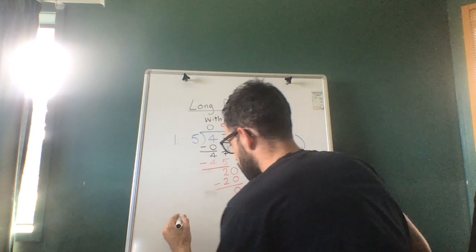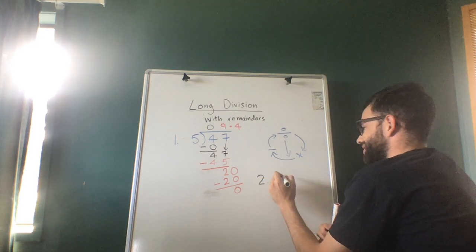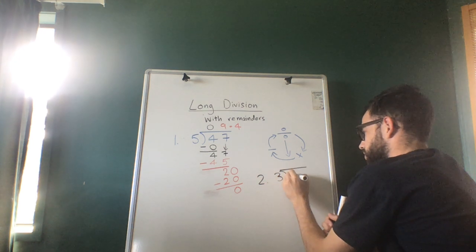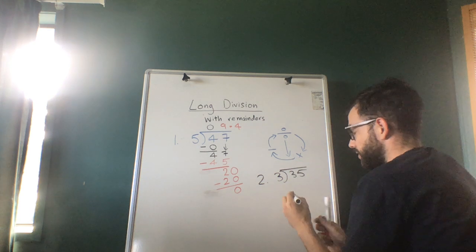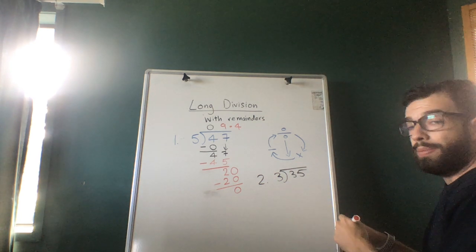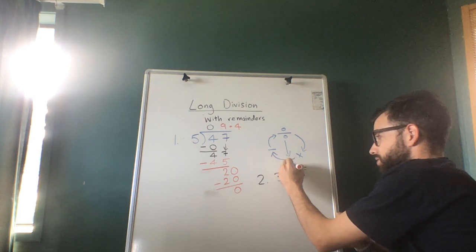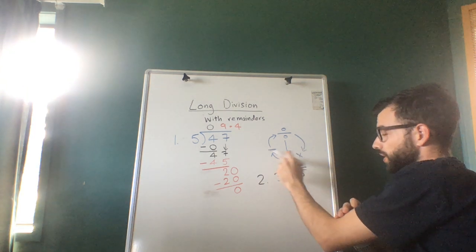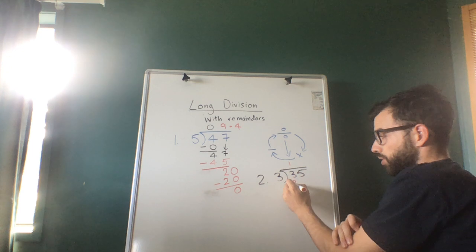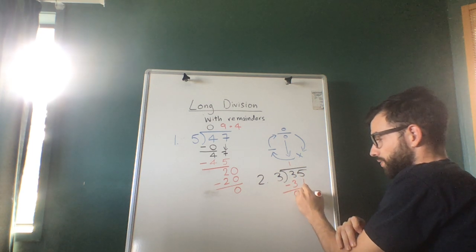So we have a look at one more problem. I'm going to pop it over here. This problem is going to be 35 divided by 3. First step, how many times does 3 go into 3? The answer is 1. Then using our diagram, 3 times 1 is 3. We then go 3 take away 3, which is 0, and we drop the 5 down.